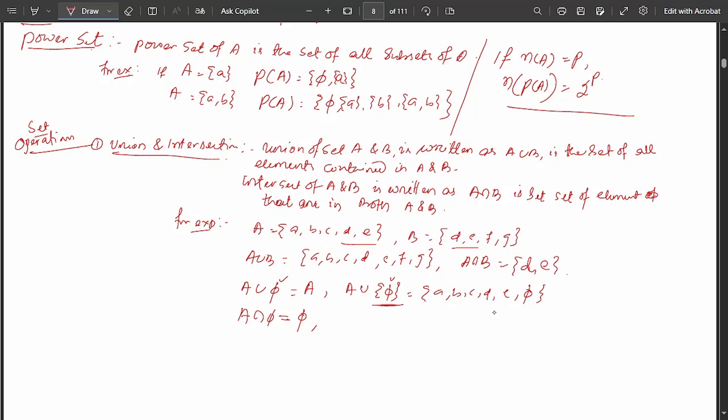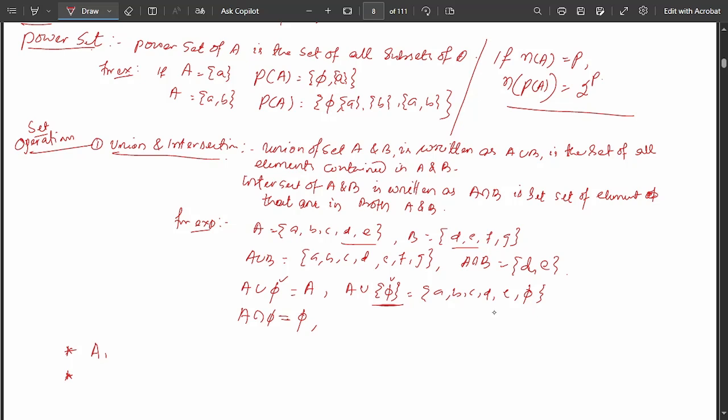Now we have an important representation. Suppose I have multiple sets. I have here only A and B. To understand the concept, I am showing how I am writing A and B.